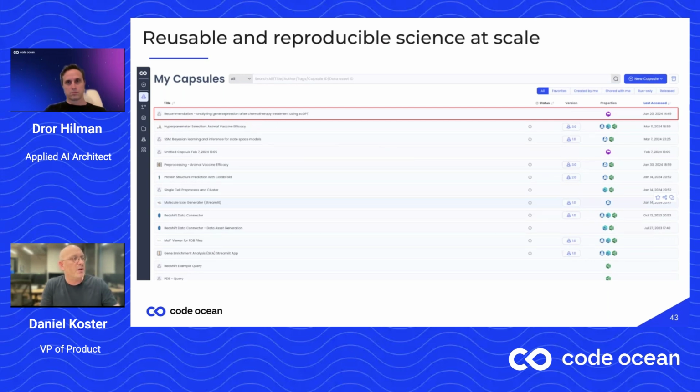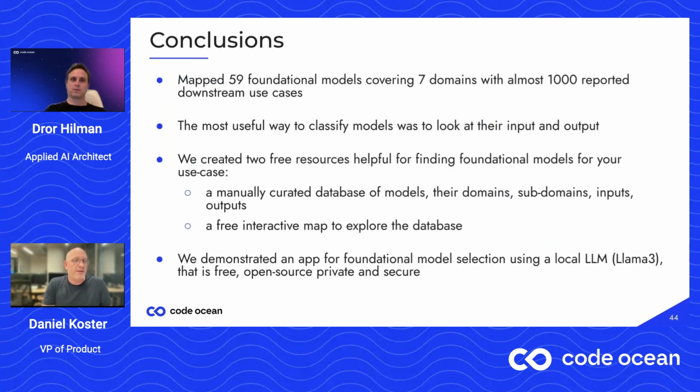All right. So in conclusion, we have tried to help you map not all, but most of the most important foundational models that are out there right now. We got to 59 that cover 7 different domains and almost 1,000 different downstream use cases. And we can tell you that the most relevant way to organize those models is using the input and output of those models. And we've created 2 free resources that are available right now from our website.